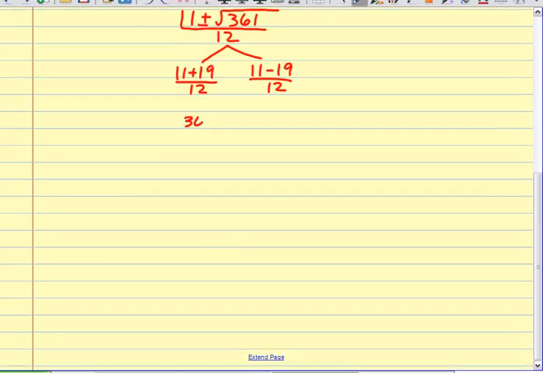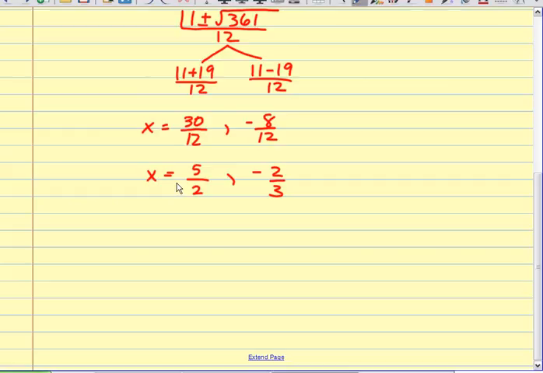This is 30 over 12. We'll reduce that in a moment. 11 minus 19, that's negative 8 over 12. All right, well, let's reduce. 15 over 6. Oh, look, 6 goes into both of them. 5 over 2, and negative 2 over 3 when we reduce them, because 4 goes into both of them.